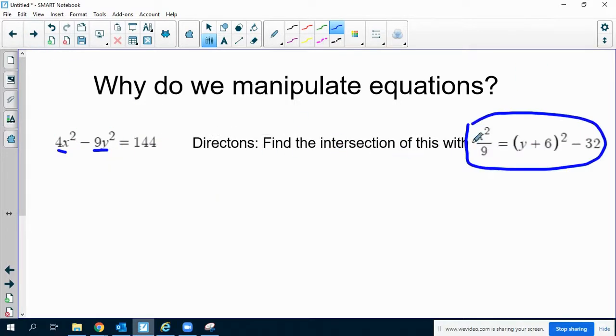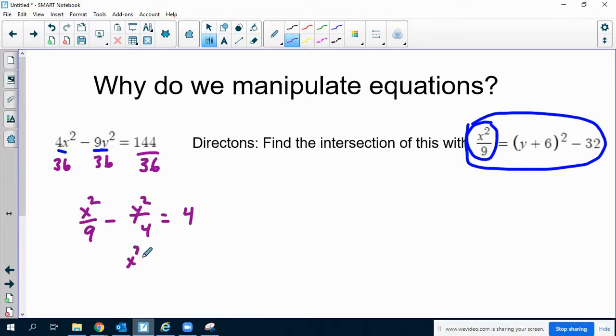But my directions are different. I want to find the intersection with x squared over 9. And so in that case, it might actually be beneficial to divide everything by 36. Notice that I don't really get any nasty numbers over here. I end up with x squared over 9 minus y squared over 4 equals 4. So yeah, I still have a fraction, but it's not that horrible because if I divide by 36, I get 4 plus y squared over 4 on this side of the equation if I add this over, and then I can just make a substitution.